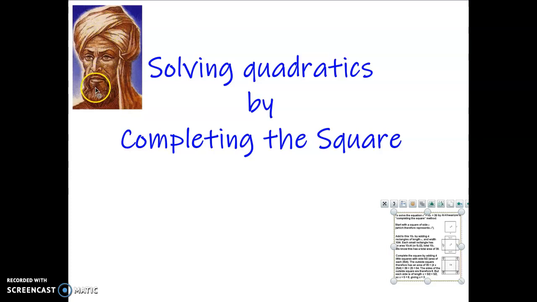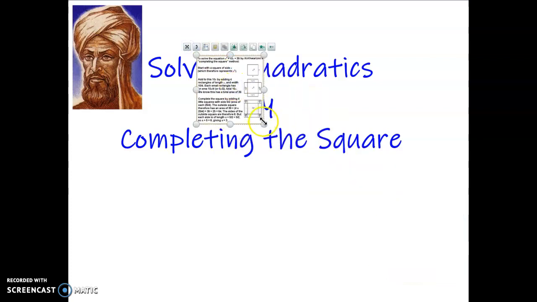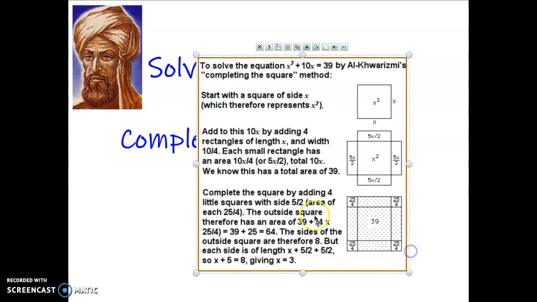So, completing the square is a process that was developed by the Arab mathematician Al-Khwarizmi hundreds and hundreds of years ago. And when he was doing math, it wasn't done in symbols like we do now with letters and numbers. It was done in words. So this would be Al-Khwarizmi's process right here.